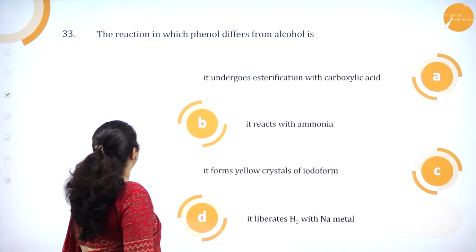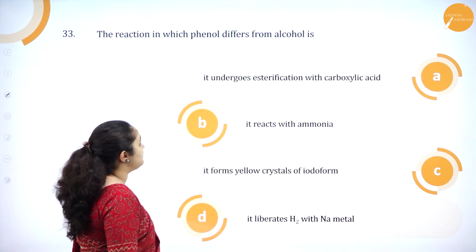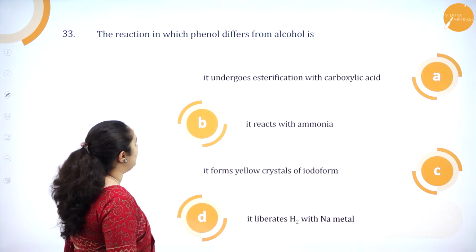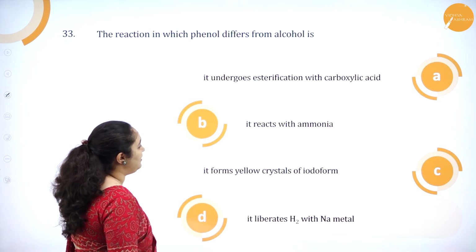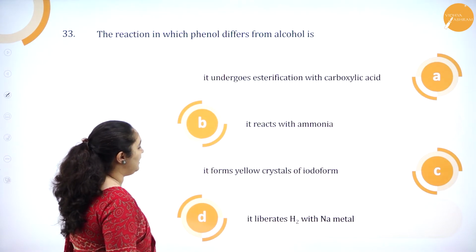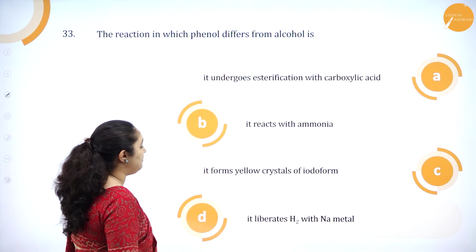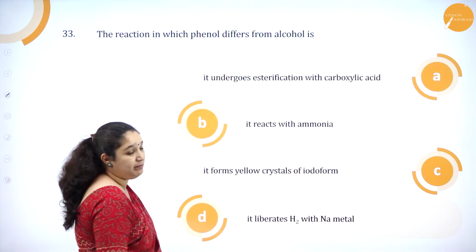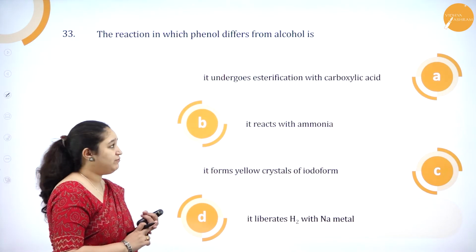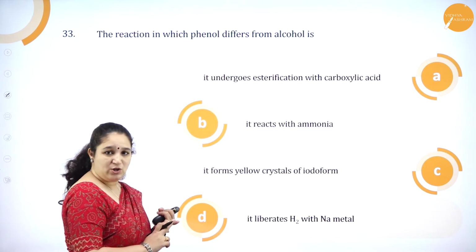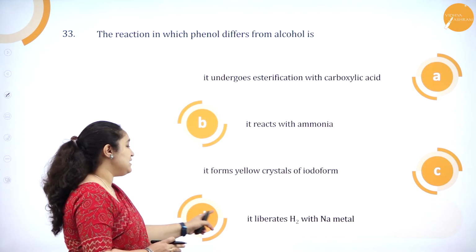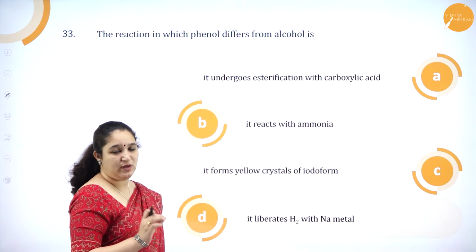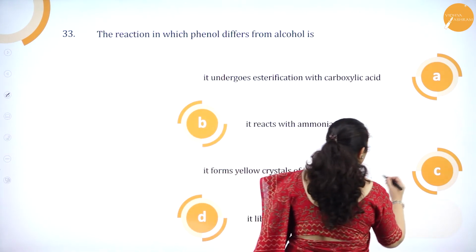Next question. The reaction in which phenol differs from alcohol is, option A, it undergoes esterification with carboxylic acid. B, it reacts with ammonia. C, it forms yellow crystals of iodoform. D, it liberates hydrogen with sodium metal. See, alcohols and phenols both will undergo esterification reaction. Both will react with ammonia, as well as liberate hydrogen with sodium metal. It is only option C.